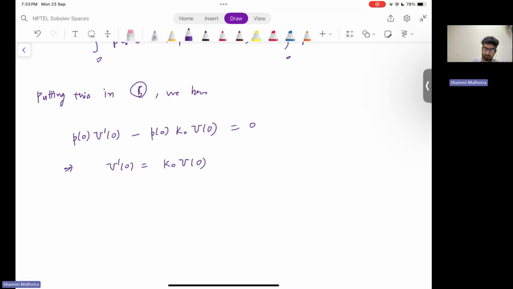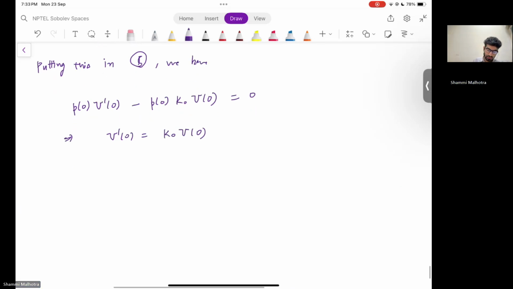So this is the extra condition which was there in (2), which is actually coming out naturally when we assume that the integral from 0 to 1 of f v naught is 0, and thus we have our result.